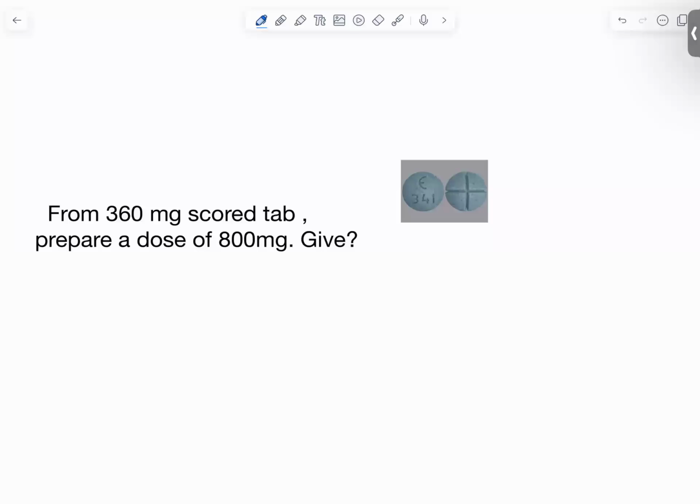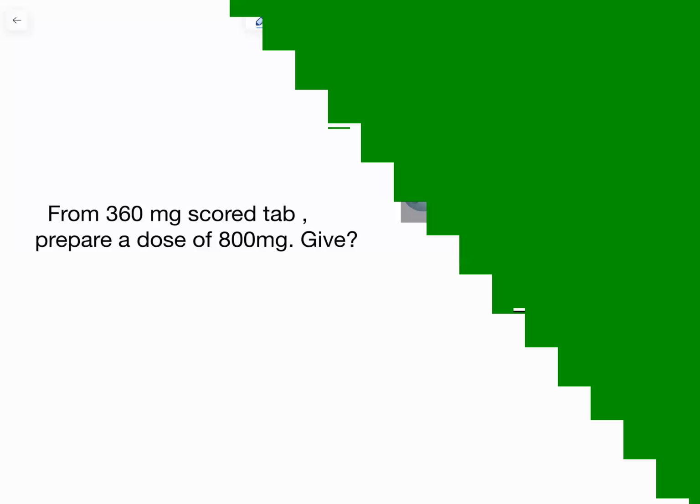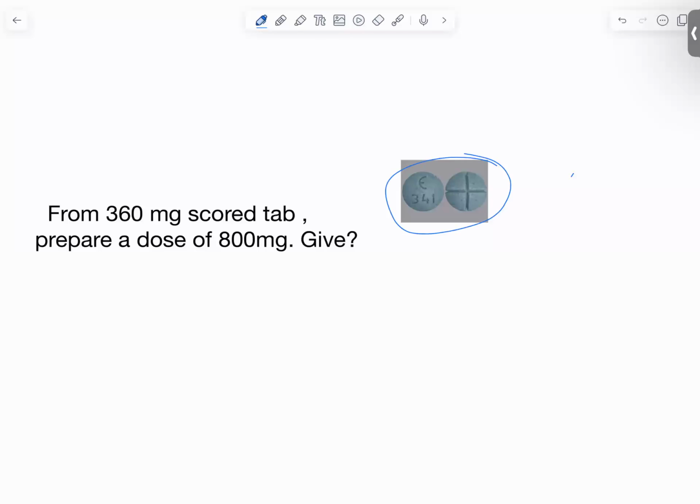So let's look at this tablet. Somebody says, "What is this?" Yeah, you can score it in quarters. It's a quarter scored tablet. So first we find the doctor's order. The doctor says administer or prepare a dose. I start with my order, 800 milligrams. I put that over my imaginary one because you know how I am. And what am I solving for?